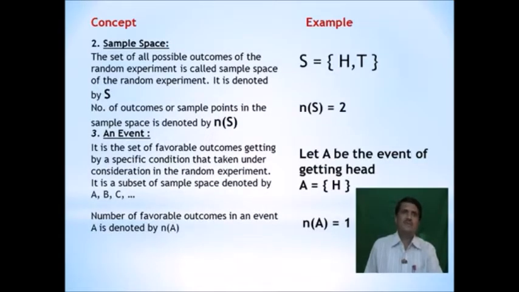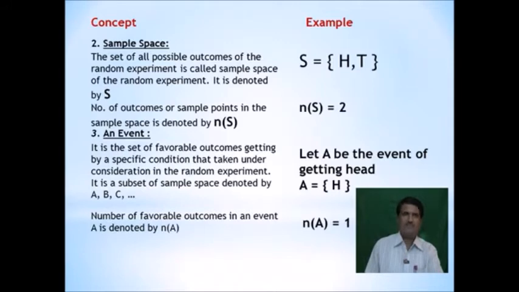Now the second concept is sample space. We have seen that in this experiment, head and tail are two sample points or outcomes of this experiment. The set of all possible outcomes of a random experiment is the sample space. Sample space is denoted by capital S. The number of outcomes in the sample space is denoted by n(S). For example, tossing a coin, the sample space is S = {H, T}. H denotes head and T denotes tail. And n(S) is 2.